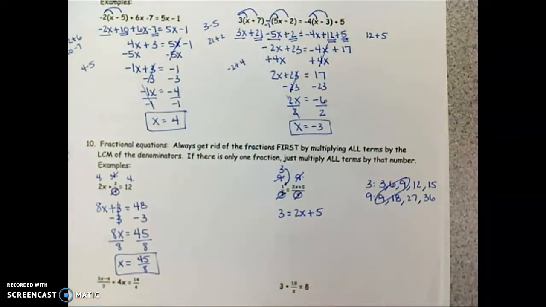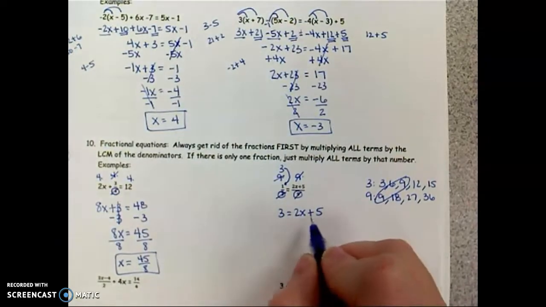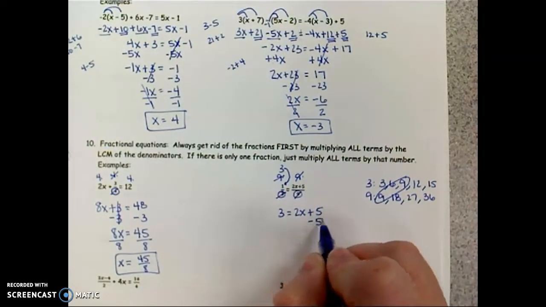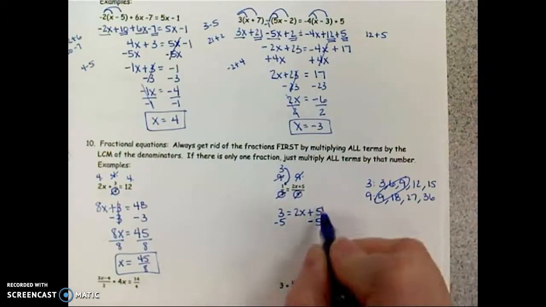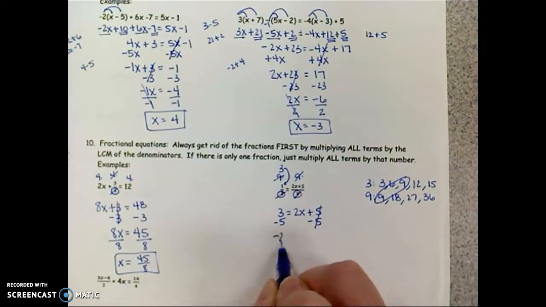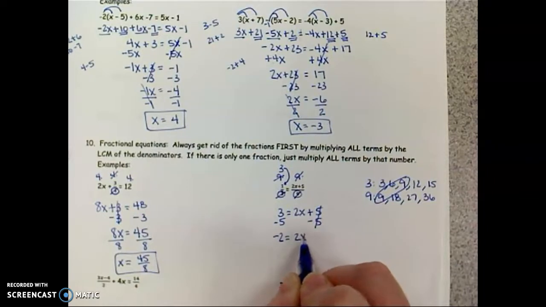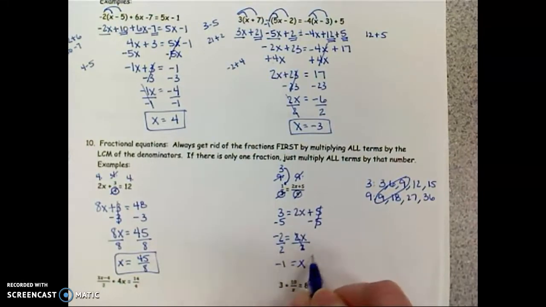Again, we don't have parentheses, we don't have like terms, and we don't have variables on both sides. So we begin by undoing the addition by using subtraction, subtracting 5 on both sides. I get 3 minus 5, which is negative 2, equals 2x. Undo the multiplication by dividing by 2. So x equals negative 2 divided by 2, which is negative 1.